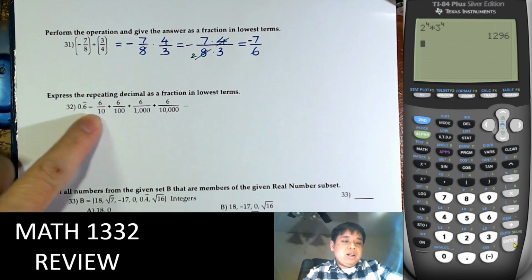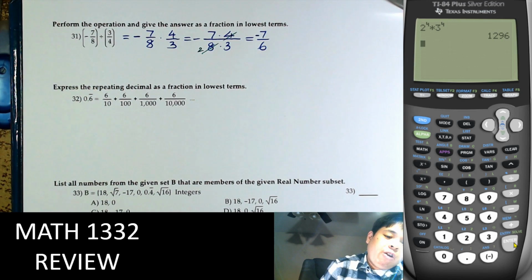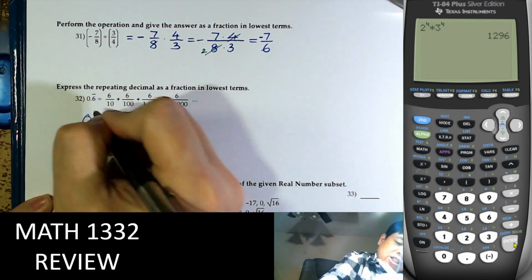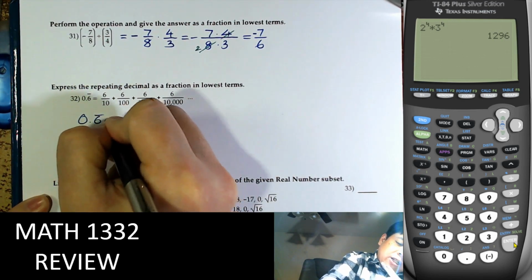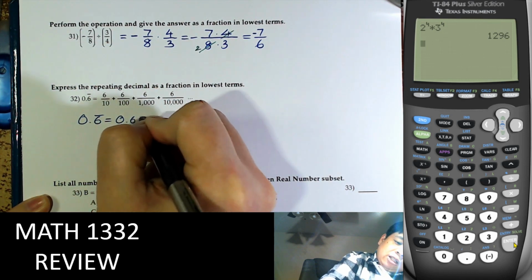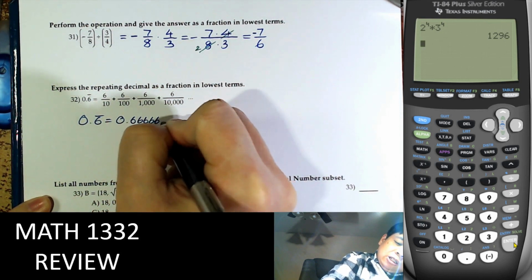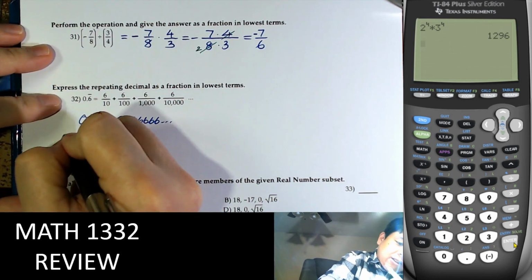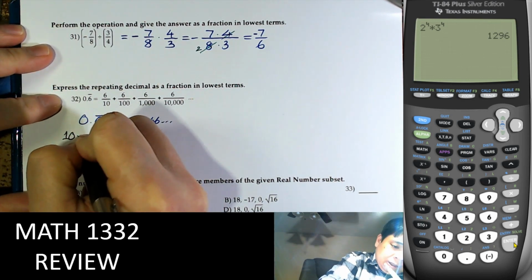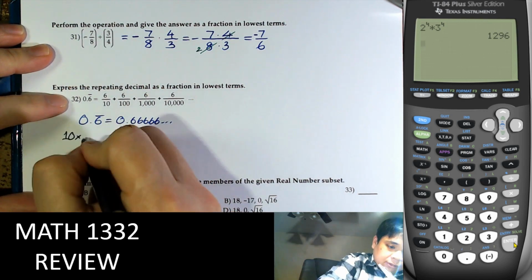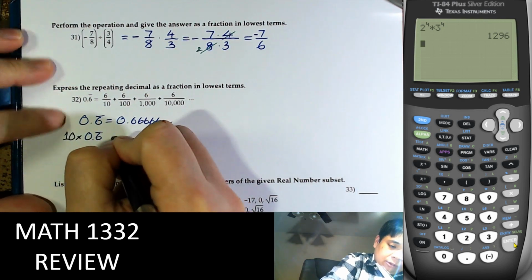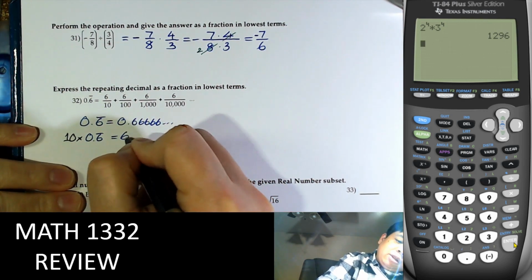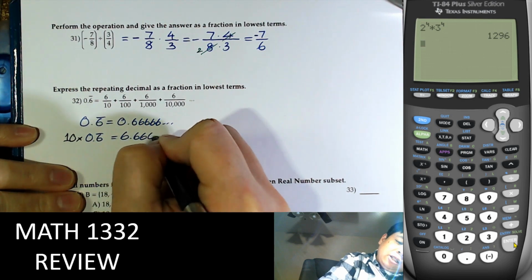Right, express this as a fraction in the lowest terms. So we can start with 0.6 repeating. I'm just going to say 0.666. Now if I multiply this by 10, it becomes 6.666.